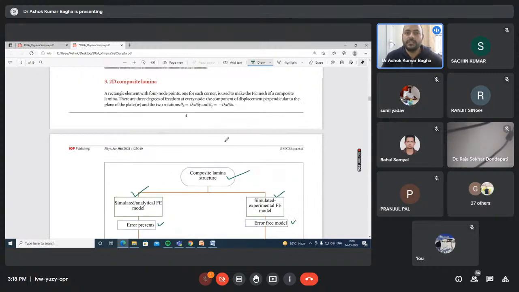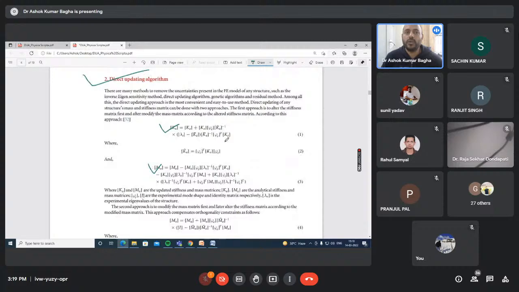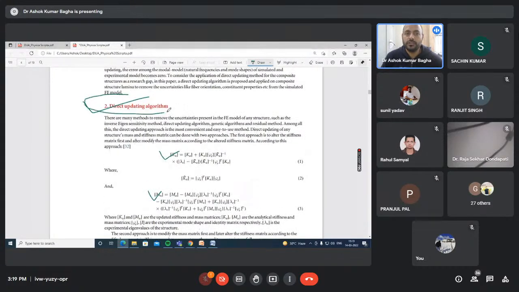So there is a technique. There is a technique that is very well developed in the literature. The technique is known as the direct updating algorithm.